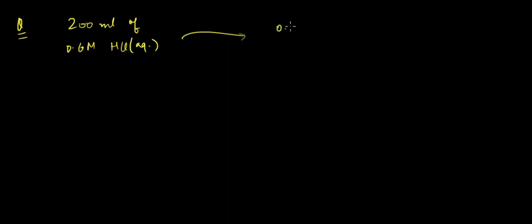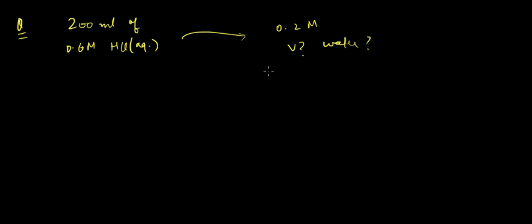Okay, hi guys. So we'll be continuing on seeing more questions on the concepts we discussed in the previous lecture. Okay, so the first question is: how many milliliters of water should be added to 200 ml of 0.6 M HCl aqueous solution to dilute the solution into 0.2 M? What should be the final volume and how much water should be added?